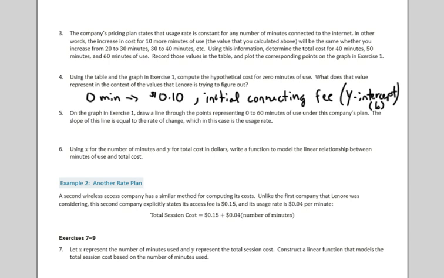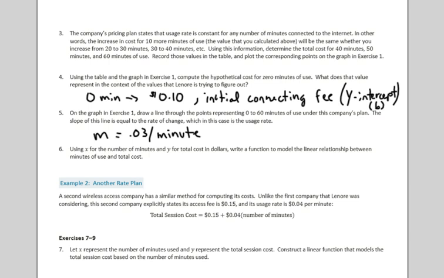On the graph in exercise 1, draw a line through the points representing 0 to 60 minutes of use under this company's plan. The slope of this line is equal to the rate of change. What in this case is the usage rate? We found the usage rate on the last page, where it happened to be 3 cents per minute.